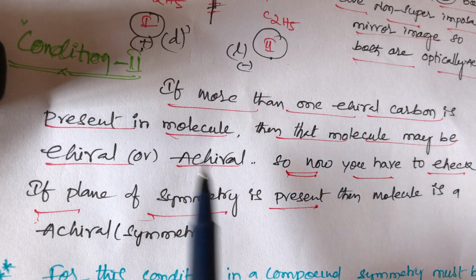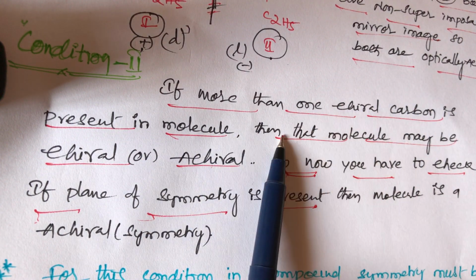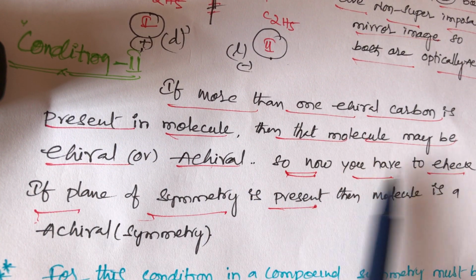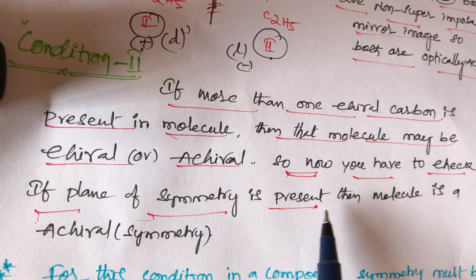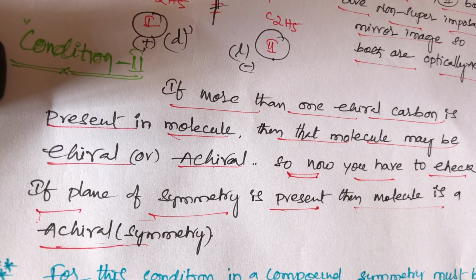Once again, students, if more than one chiral carbon is present in a molecule, then that molecule may be chiral or achiral. So now the second point: what to do? You have to check whether a plane of symmetry is present; then the molecule is an achiral or symmetric molecule.